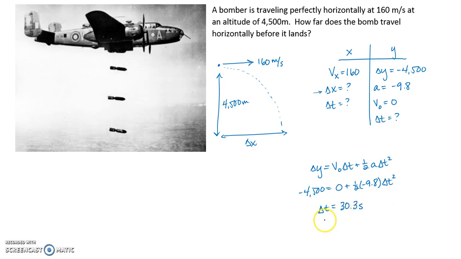30.3 seconds. So if you had a bomb falling on you in World War II, you had about half a minute to get out of the way, I guess. Not like that would really help you.